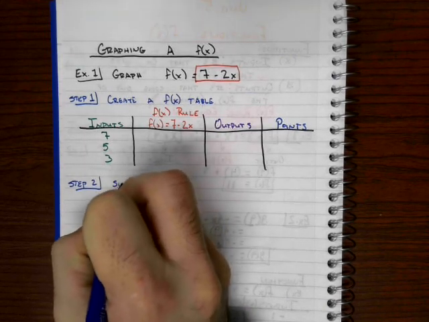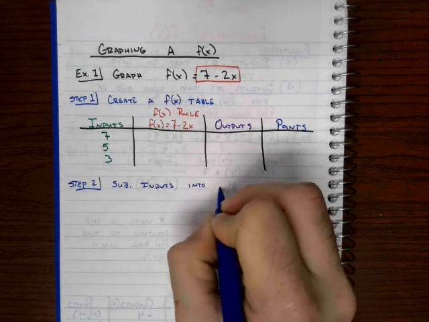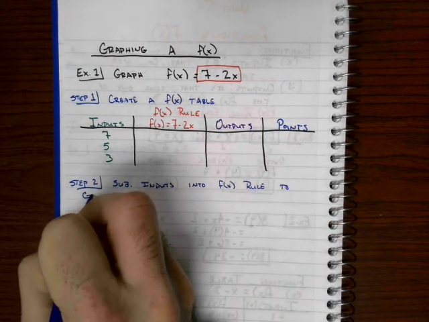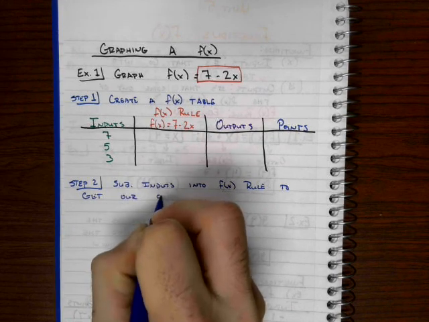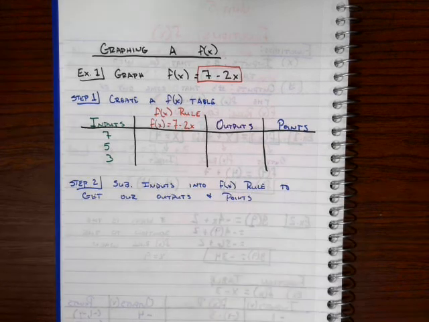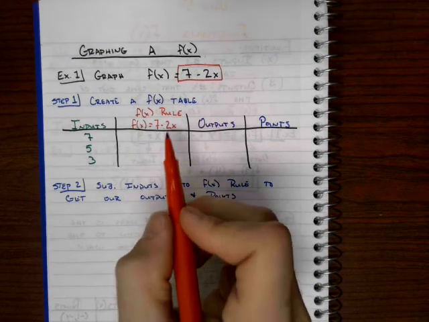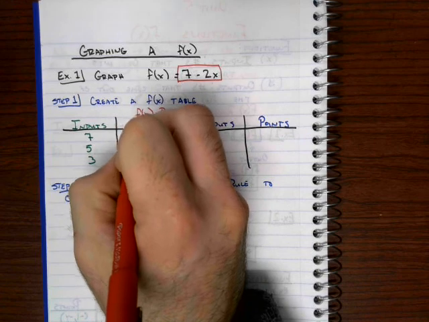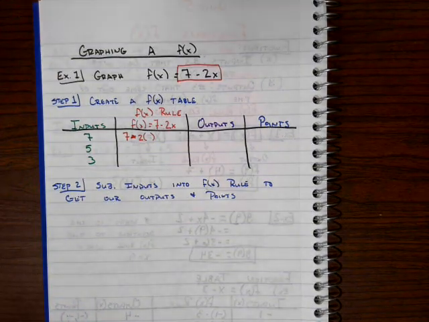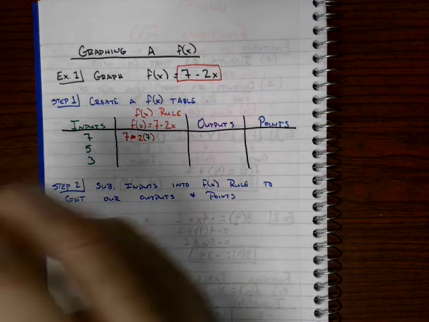we're going to substitute inputs into function rule to get our outputs and points. Okay, so for my function rule, I'm going to use my parentheses where my x is. So it's going to be 7 minus, I'm sorry, not equals, 7 minus 2 parentheses. What goes inside the parentheses? Whatever my input is, which is 7. And then we're going to solve that.